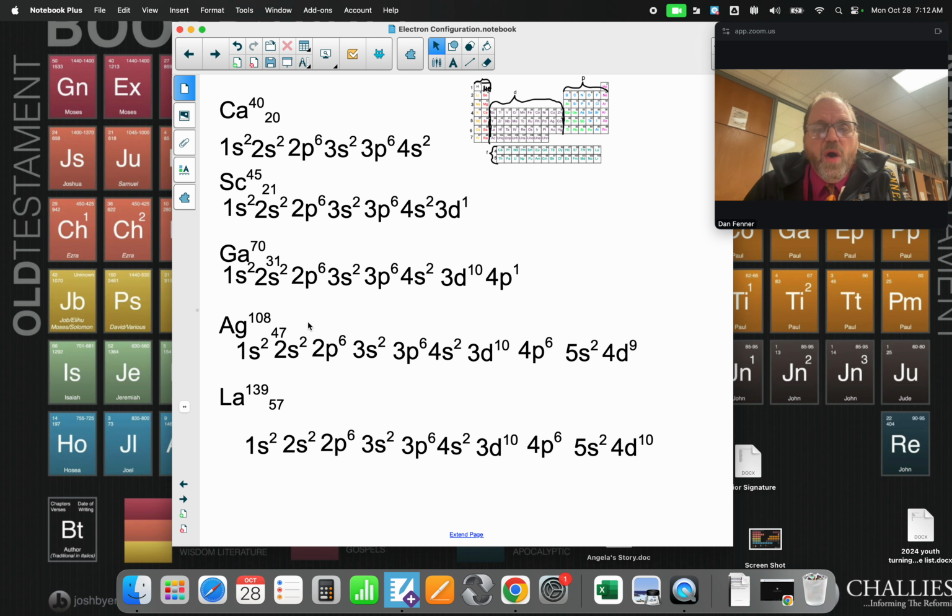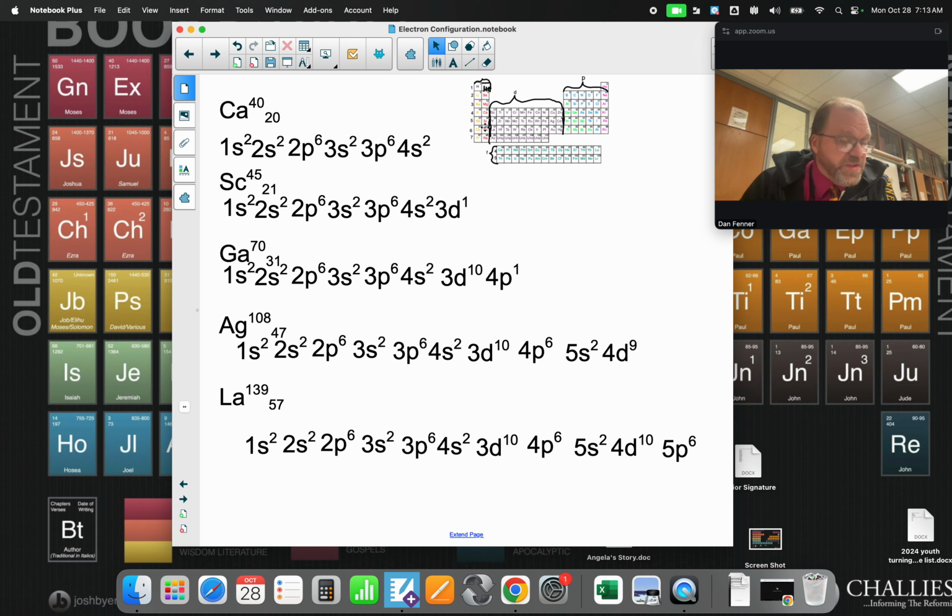So if we take all of that, 1s2, 2s2, 2p6, 3s2, 3p6, 4s2, 3d10, 4p6, 5s2, 4d10, because we finished out, we're going to get at the other end there, indium. Indium is going to go all the way across to xenon, so that's going to be 5p6. Now that completes that shell.